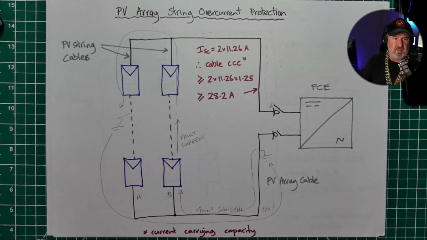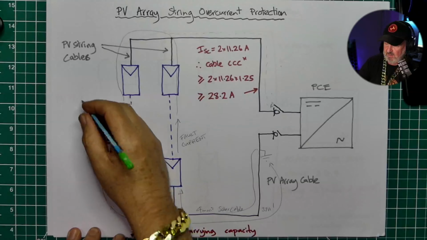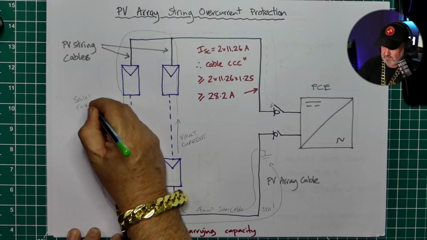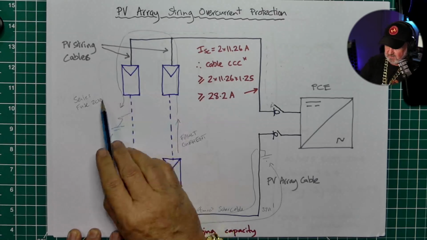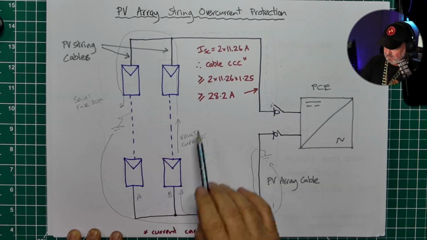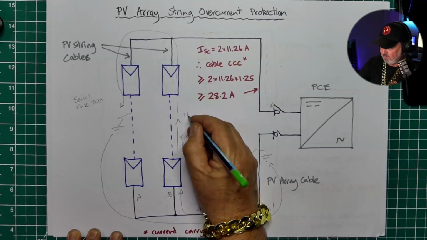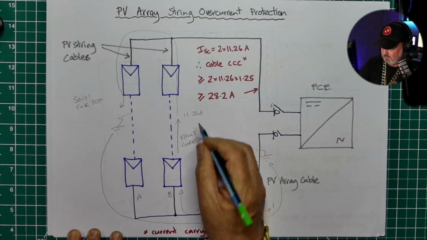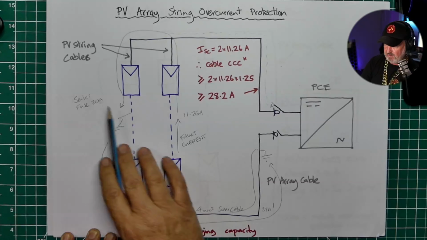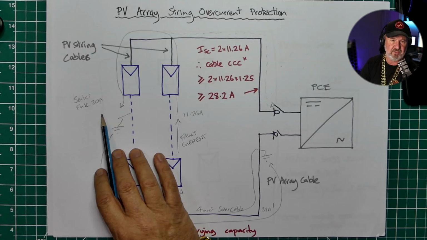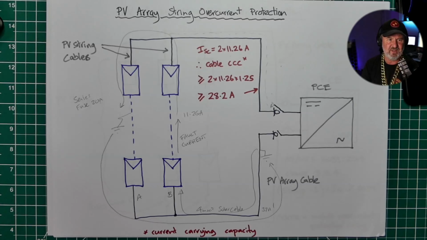So remember that this module can take series fuse 20 amps. Is 20 amps greater than the fault current? And the fault current here is 11.26 amps. So the question is, is that greater than that? No, it's not. We're pushing only half that through the panels. So in this situation, there is actually no requirement to thermally protect the faulty string.